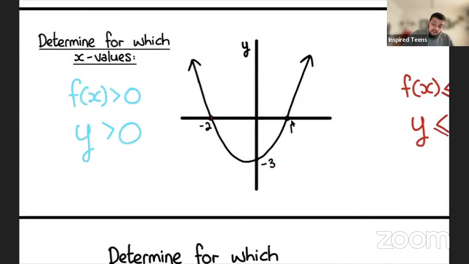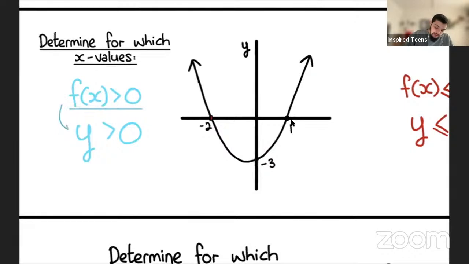Now, instead of x being greater than 0, they say: determine for which x values f of x is greater than 0. So remember, f of x being greater than 0 means what? It means that y is greater than 0, because f of x is y. And where in the graph is y greater than 0? Always above the x-axis. Okay, above the x-axis is where y is greater than 0. Always keep that in mind.